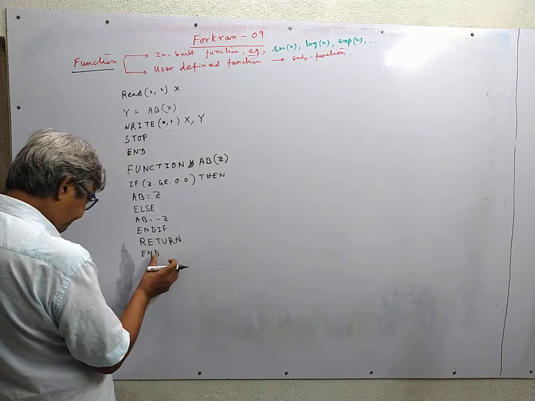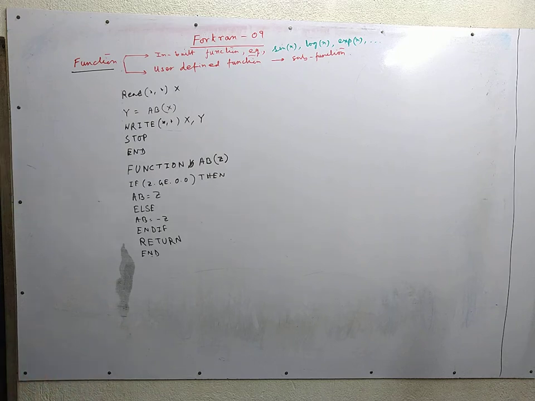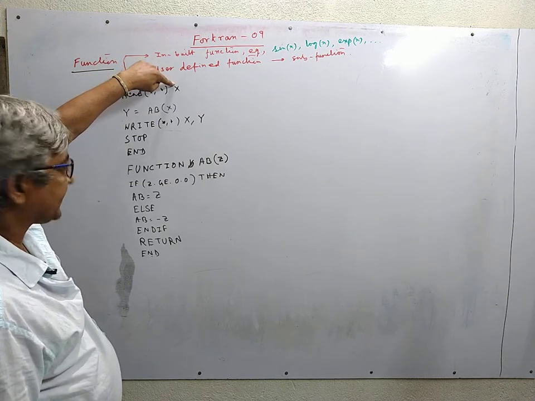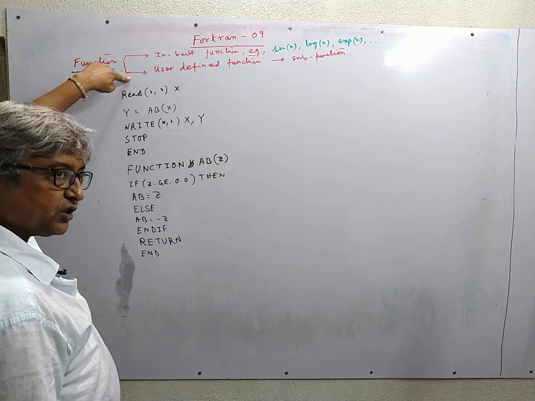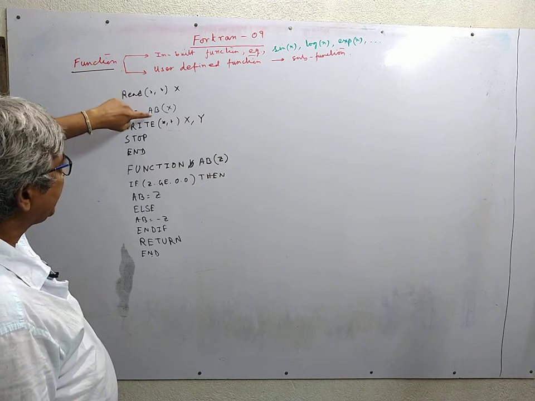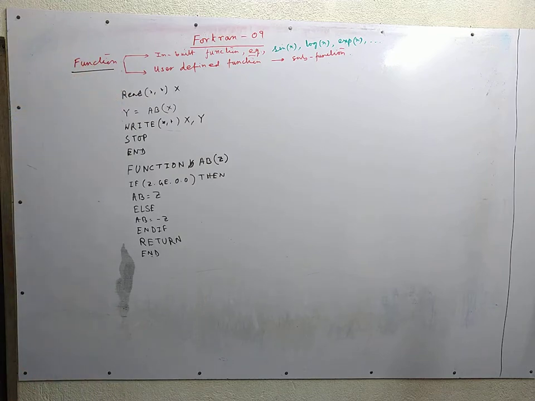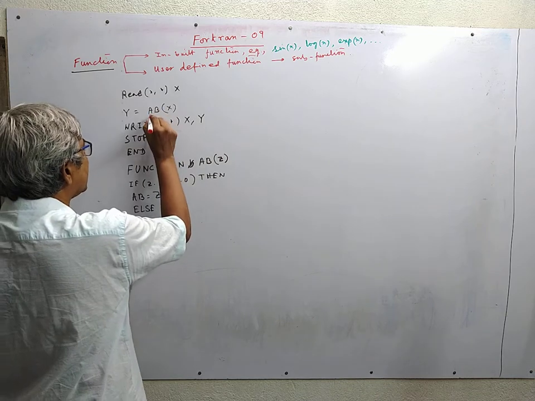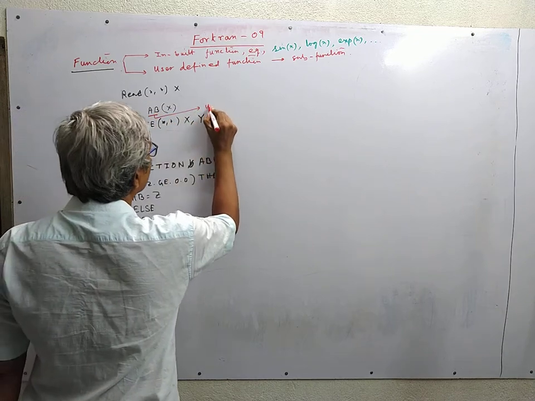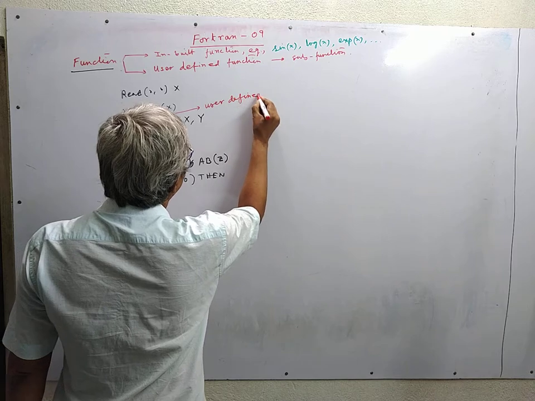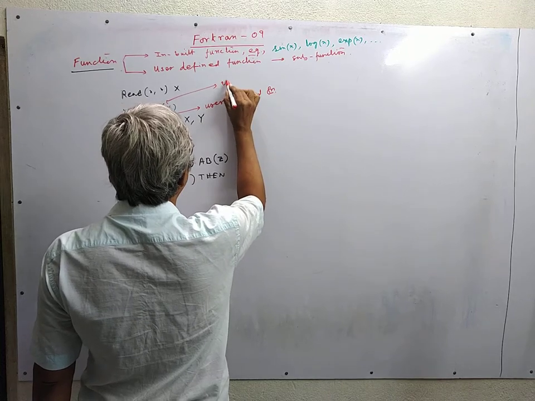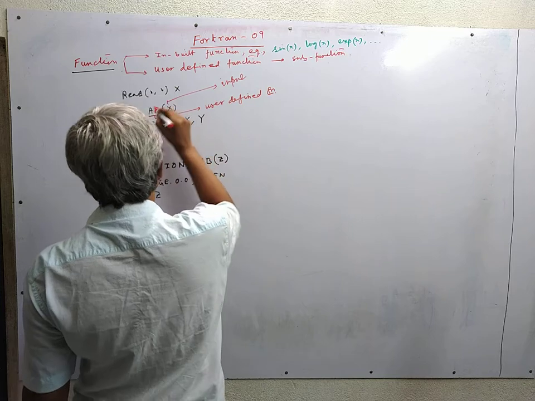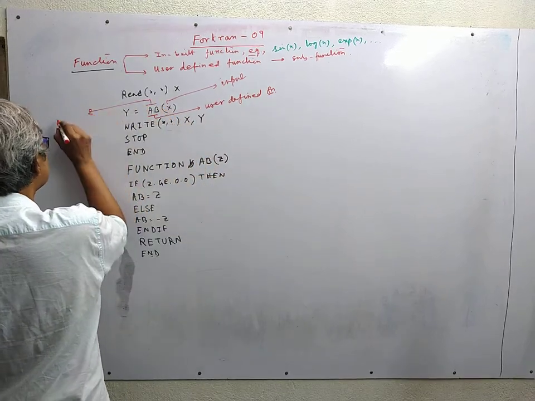Now let me explain the operation of the function. Say you are giving the value of x, say x is equal to 5, then y is equal to ab of x. There is no dimension declaration in the program, so ab is not a dimensioned variable. So it assumes that it is a user defined function. ab is a user defined function, x is its argument or input, and the output is ab itself. The function name itself is the output.